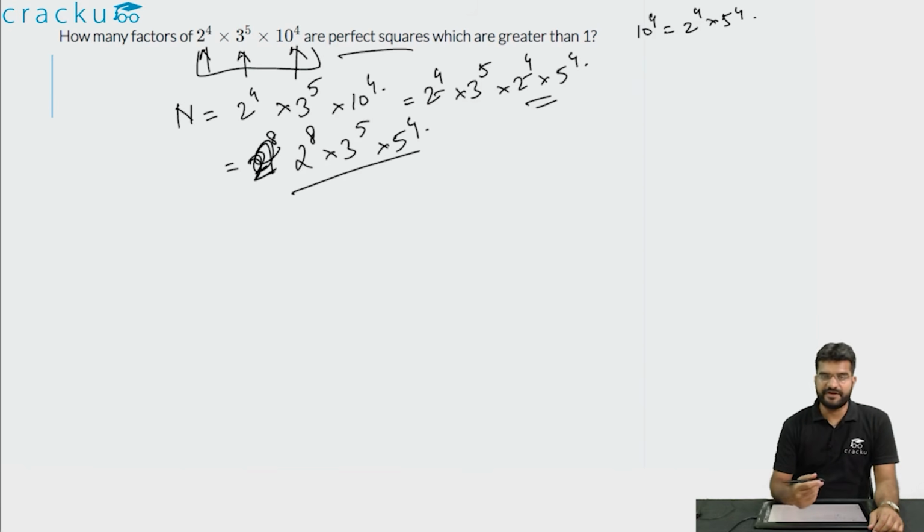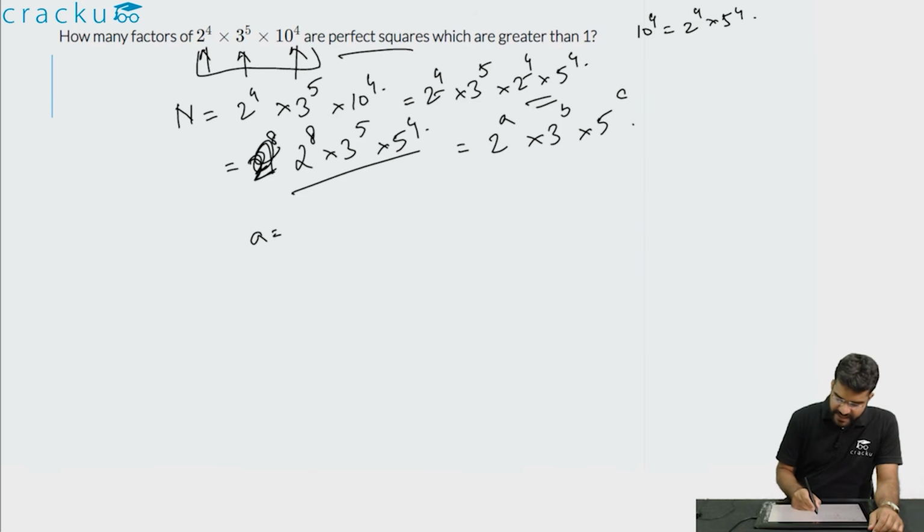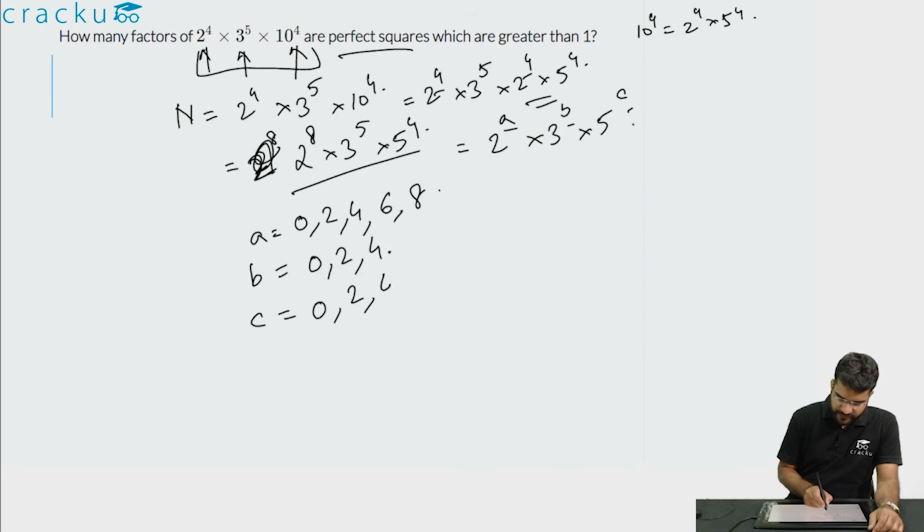Now for this number, we are required to find out how many of the factors are perfect squares. Let us assume that a prime factor of this number is 2 to the power a into 3 to the power b into 5 to the power c. Now if this is a perfect square, then all a, b and c have to be even numbers. So a has to be either 0 or 2 or 4 or 6 or 8. Similarly, b also has to be even, so b can be either 0 or 2 or 4. Similarly, c also has to be even, so it can be either 0 or 2 or 4.